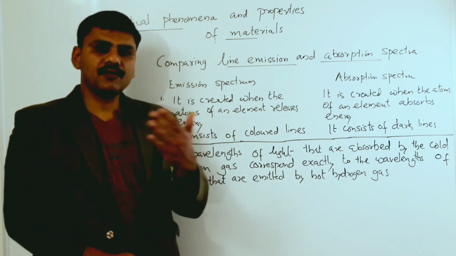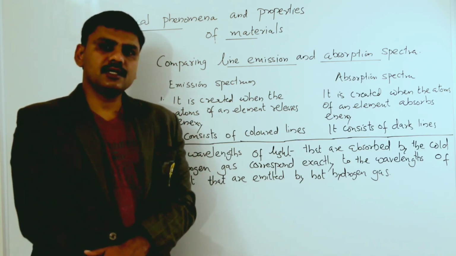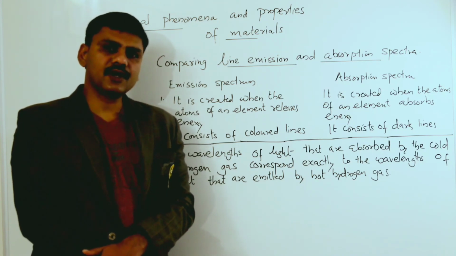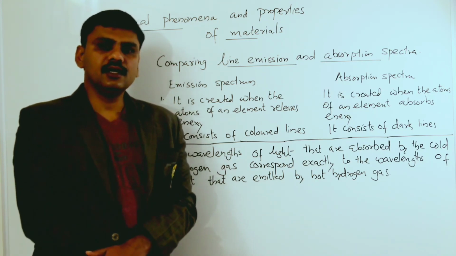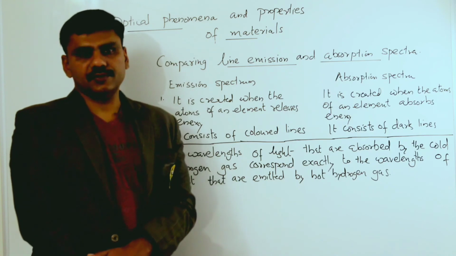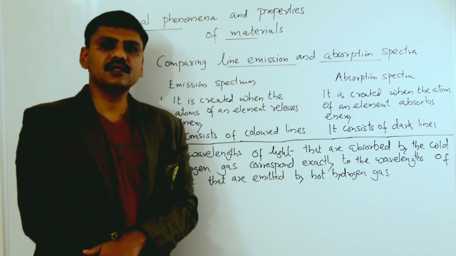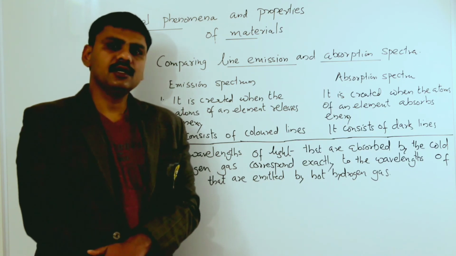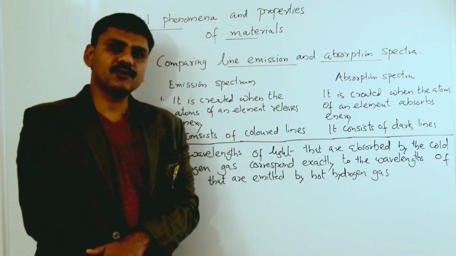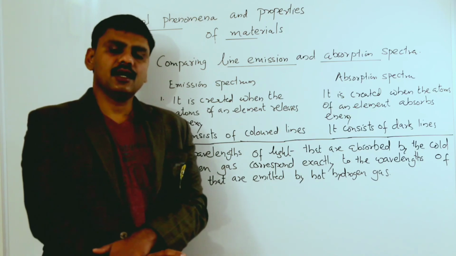So if the incoming photon energy is less than the difference in the energy levels, the electron will not absorb the energy. The energy of the photon should be equal to the difference in the energy levels. Then only can the electron move from the lower energy level to the higher energy level.